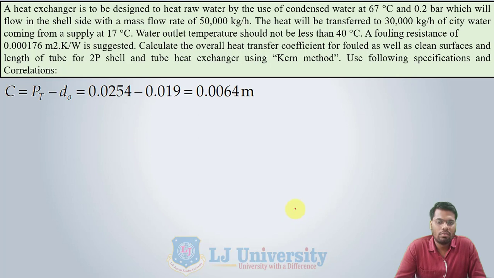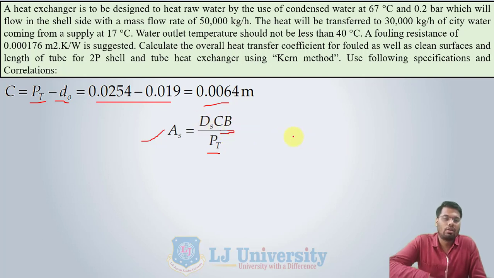Now, if we want to calculate further values of G, we need the value of the clearance. We know that the clearance would be the pitch minus the diameter. So we get the value of clearance, which is 0.0064. Now to calculate the cross flow area, as we understood in the Kern method in our previous lecture, it is ds, the diameter of the shell, times the clearance, divided by the pitch, times B, the baffle spacing. By doing this, we get the maximum cross flow area which is available for the shell side fluid at the center of the heat exchanger.